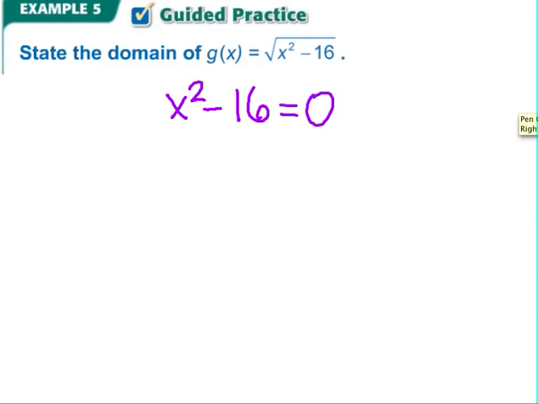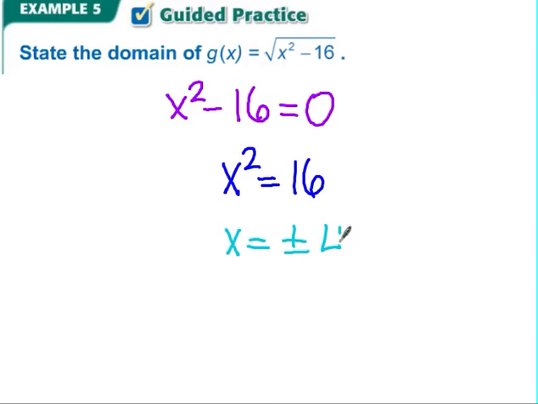Okay. Add 16, and so what do you get? Plus or minus 4. Okay. So now we've got 2 values. We've got negative 4 and positive 4. And if you remember with square roots, we did intervals. So now I've got to figure out what interval works here. So I've got to plug in values. What's the number smaller than negative 4? Negative 5.